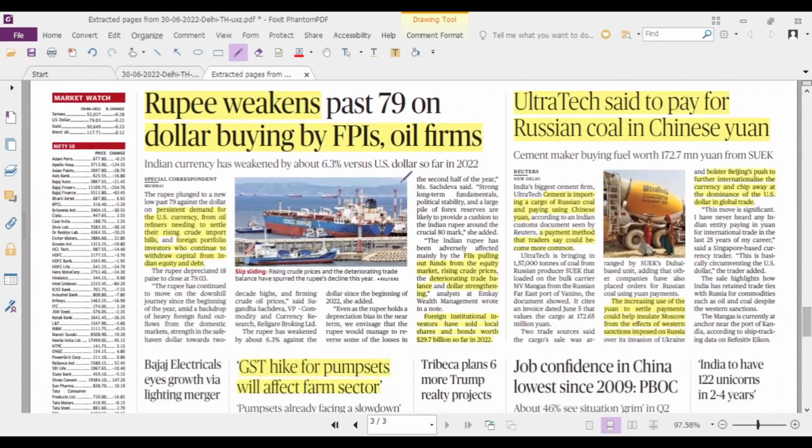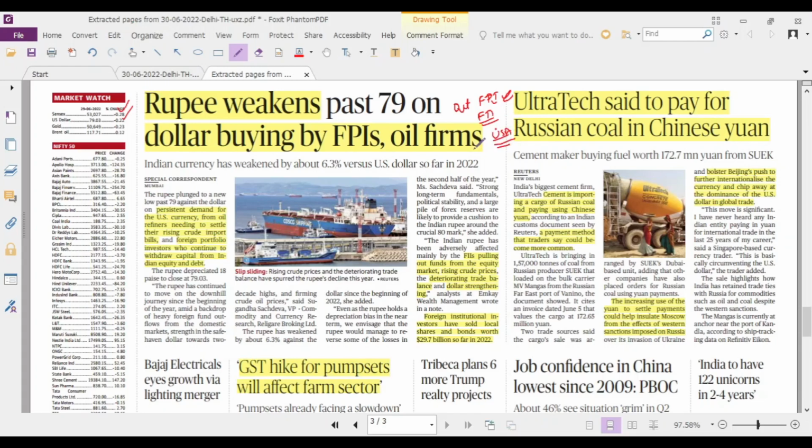In the business page, there is a repeat article again about the weakening of the rupee and what is the reason for the falling of the rupee, the depreciation of the rupee. The main reasons being the outflow of money. The foreign portfolio investors and the foreign institutional investors are removing money from the Indian market, from the capital and equity market and the debt market, and they are taking the money to foreign markets, especially to the USA, where the federal government has changed the interest rates.